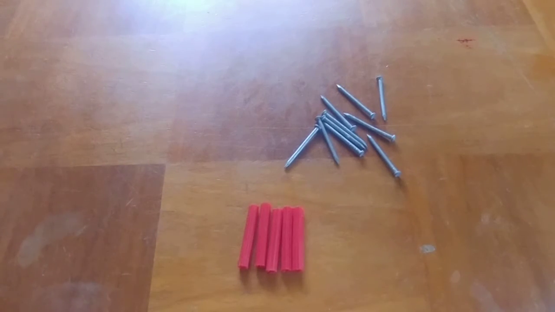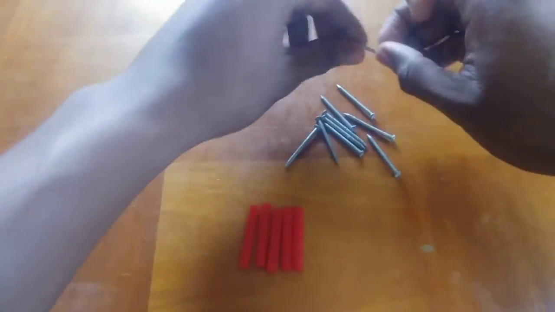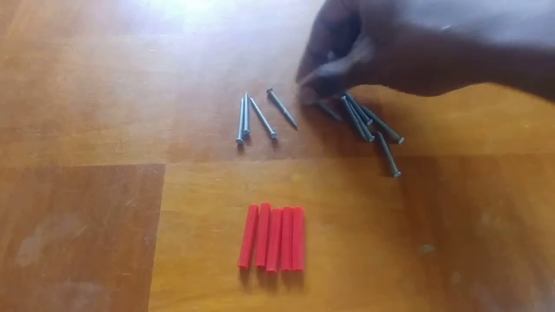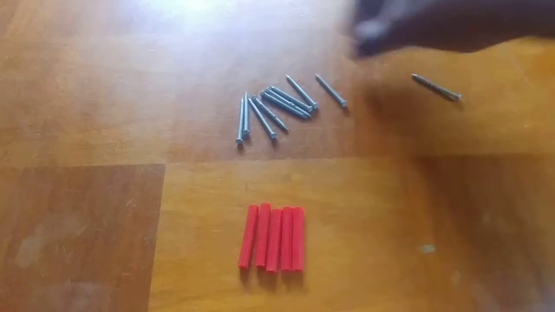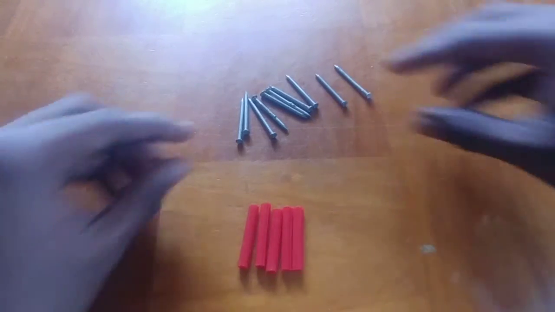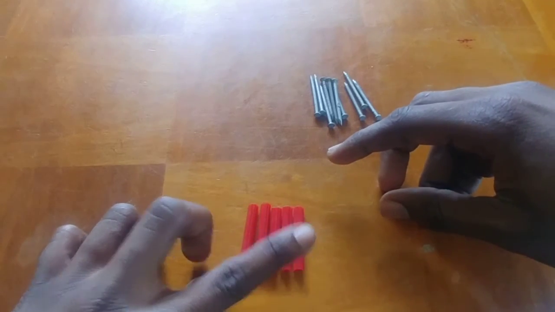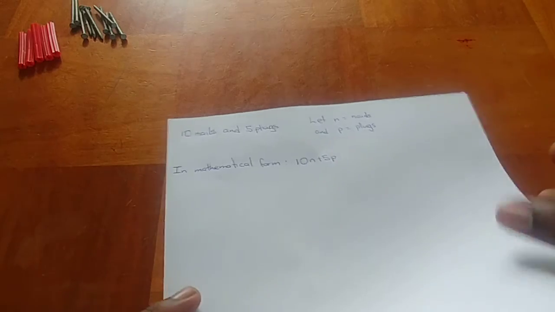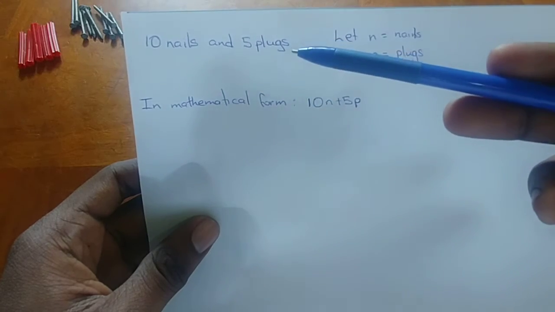Okay, so let me start by counting how many nails I have. 1, 2, 3, 4, 5, 6, 7, 8, 9, and 10. So we have 10 nails, and then we have 1, 2, 3, 4, 5 plugs. So as you can see, we have 10 nails and 5 plugs.